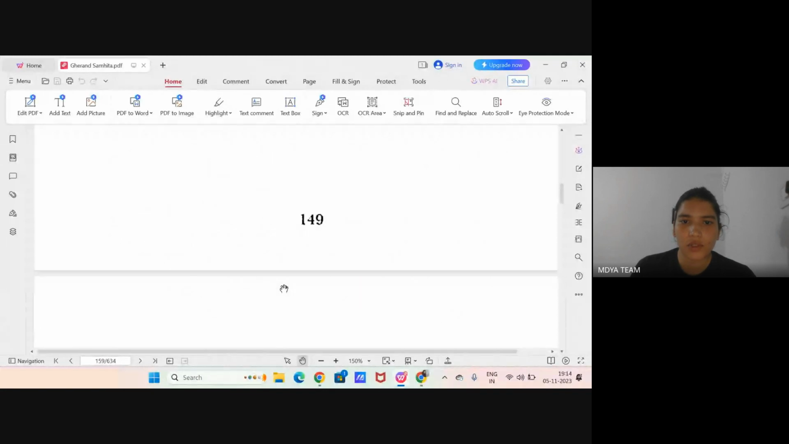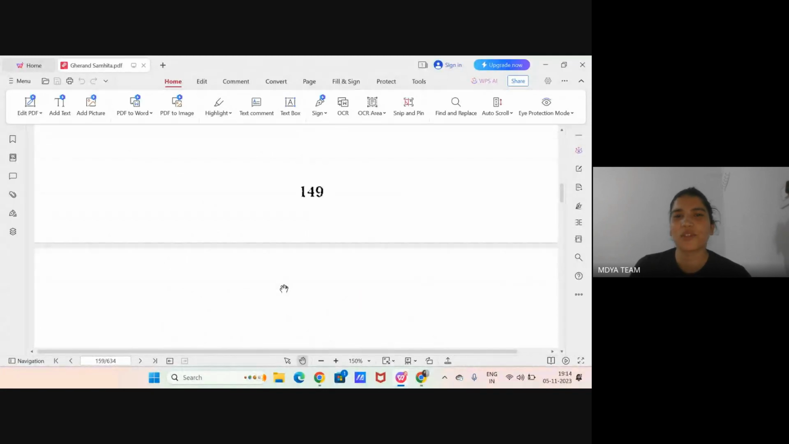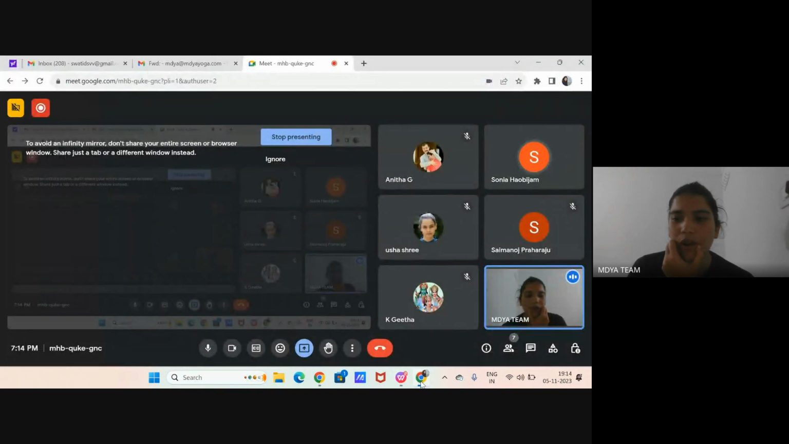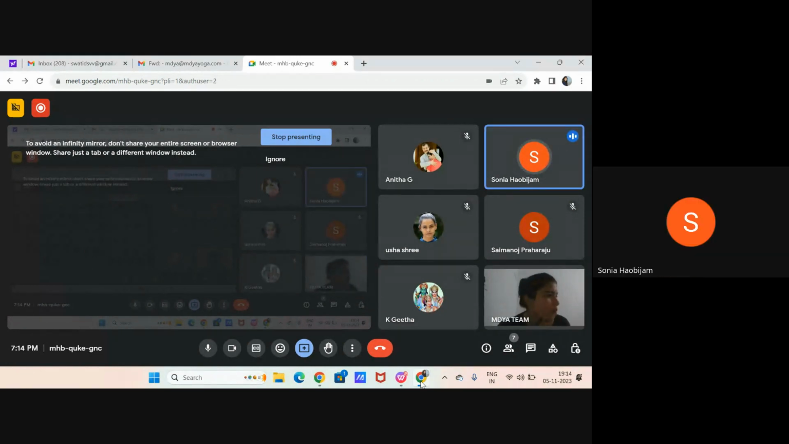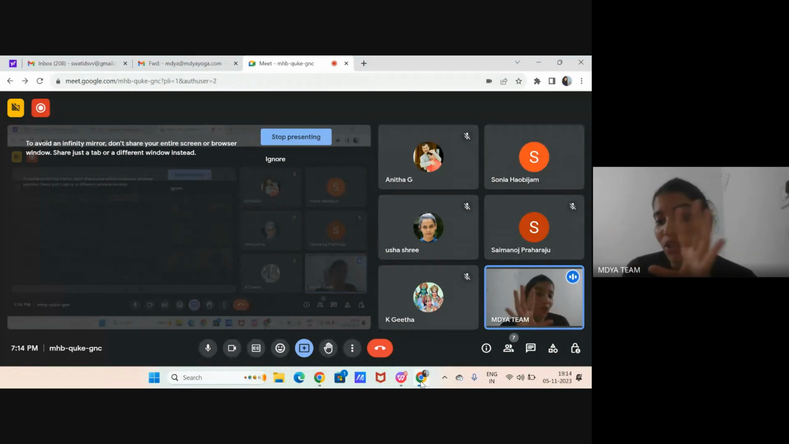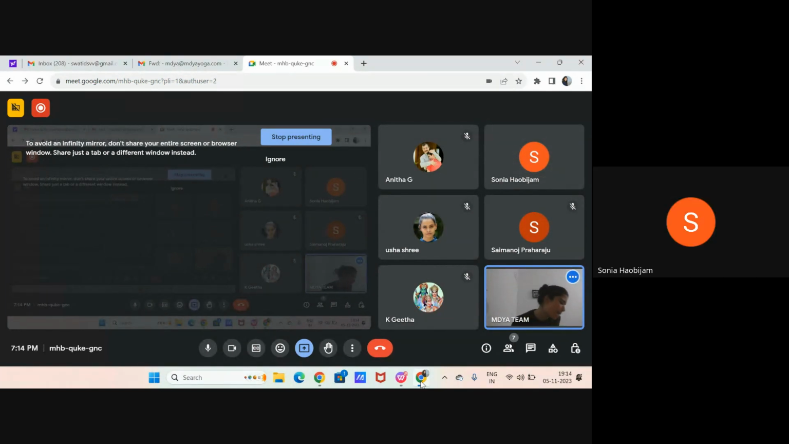After Trataka, what comes, Sonia? Tell me the sequence of Shatkarma. Dhauti, Neti, Basti, no, Nauli. What's the proper sequence? This is again a question. According to Gheranda Samhita, arrange the Shatkarma. Then what's the actual sequence? Dhauti, Basti, Neti, Nauli, Trataka, and Kapalabhati.